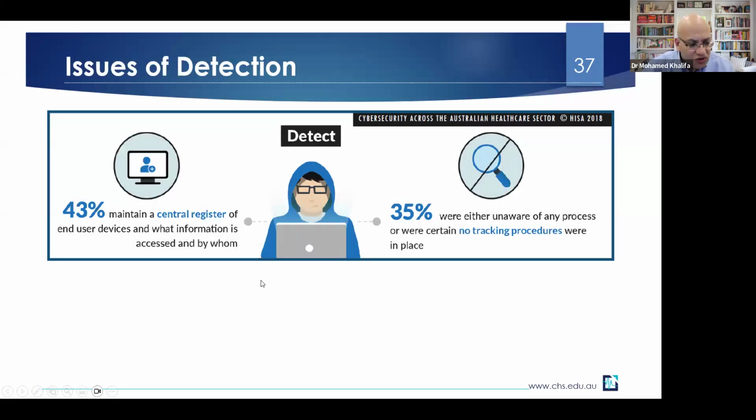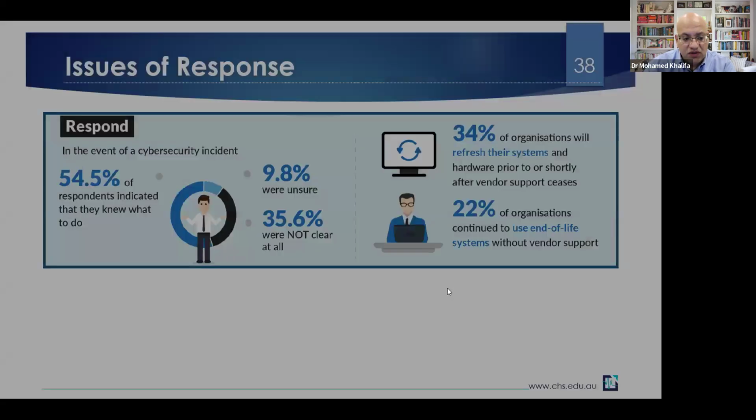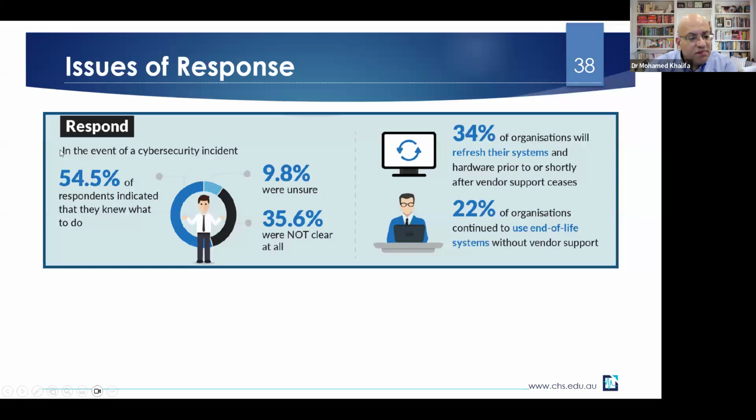Now, in terms of detection, 43% maintain a central register for end user devices and what type of information they accessed and who accessed the information. 35% were either unaware of any process or were certain no tracking procedures were in place, which is an alarming percentage. It's a third. Now, in terms of response, almost 55% of respondents indicated that they knew what to do. 9.8%, almost 10%, were unsure, and a third were not clear at all.